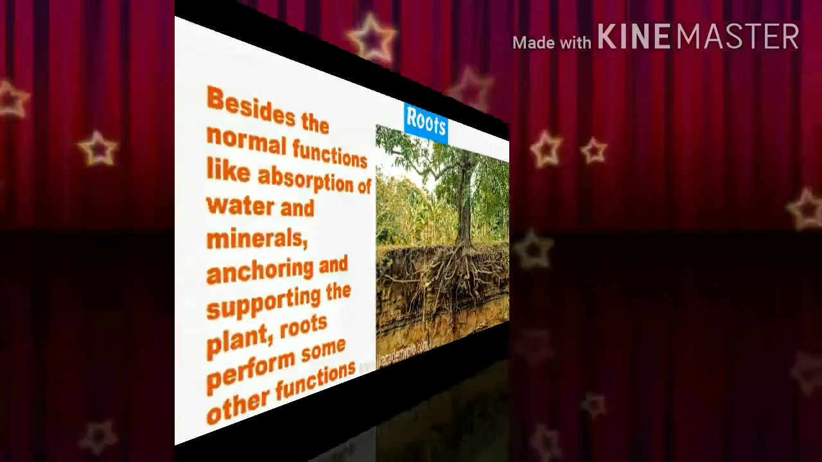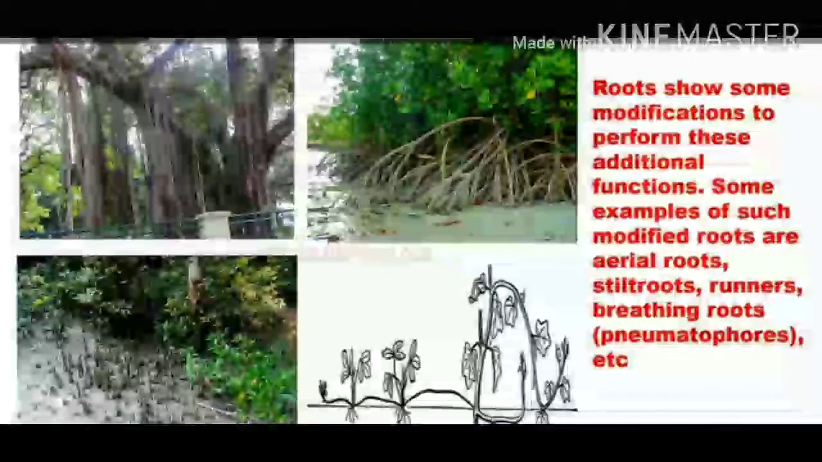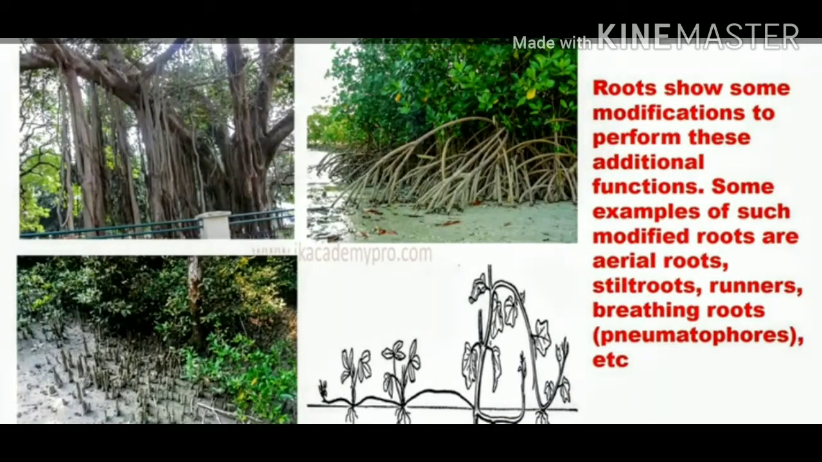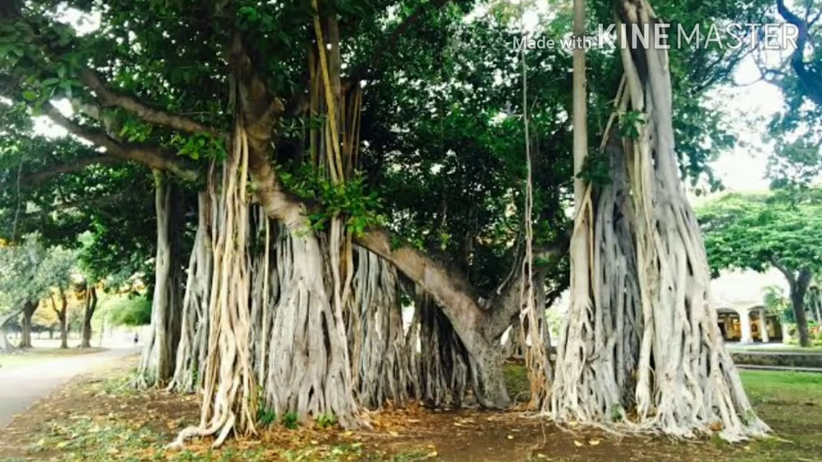Now students, observe these pictures very carefully. The first picture is of a banyan tree and you find that some structures are coming out from the branches. So these structures are nothing but the aerial roots. Such roots support the branches because banyan trees spread far and wide. So in order to support, aerial roots perform the additional function.